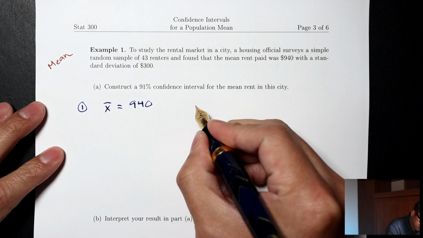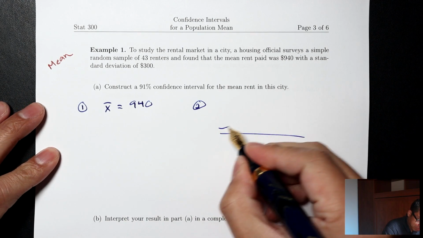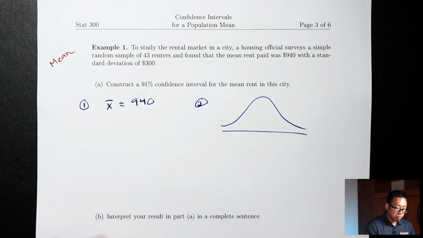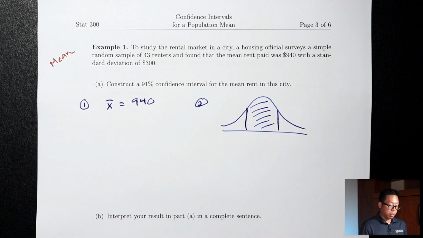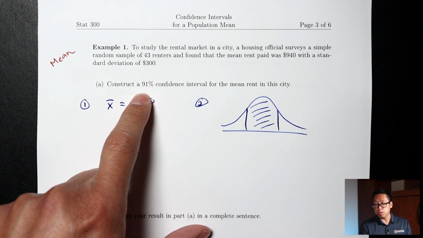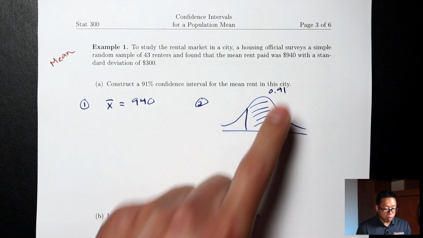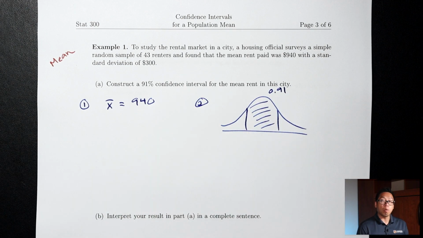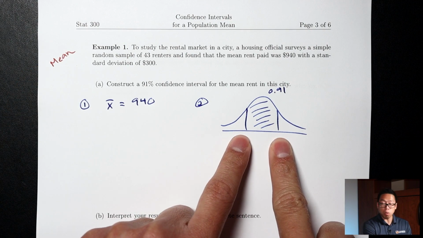Step 2 involves drawing either the normal distribution picture or the t-distribution picture. I draw both pictures the same way, so they look the same for me. The area in the middle is the confidence level. What's the confidence level here? 91% confidence. So 91%, always converted to a decimal. 91% as a decimal is 0.91. So 0.91 is this area in the middle. And we're either looking for 2 z stars or 2 t stars. Because we're talking about means, we're looking for the 2 t stars.